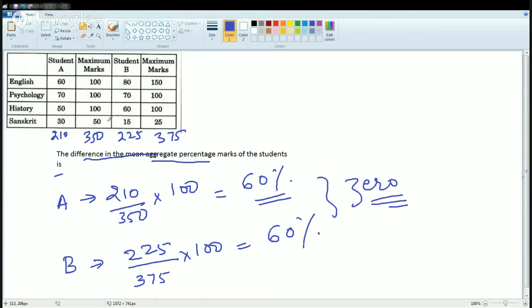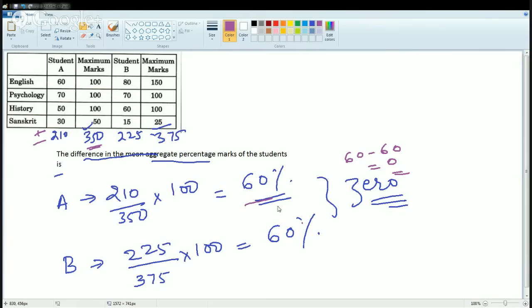Now here most of the students tried to solve this correctly, but they considered the maximum marks for both as 350. They just forgot to read this section. So it's important that the maximum marks are different in both cases, and that's where the essence of this question lies. So you have to be very attentive and very careful while reading the question. So what we are doing is totaling up the marks here. We are dividing it by the maximum marks and finding out the percentage, and then we are seeing the difference between the two. So 60 minus 60 is 0. So the difference between the mean aggregate marks is 0.